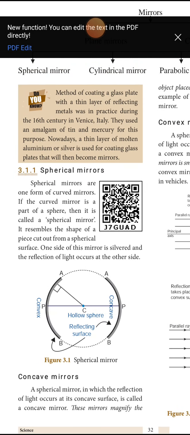The method of coating a glass plate with a thin layer of reflecting metal was in practice during the 16th century in Venice, Italy. They used an amalgam of tin and mercury for this purpose. Nowadays, a thin layer of molten aluminium or silver is used for coating a glass plate that will make the mirrors reflective.